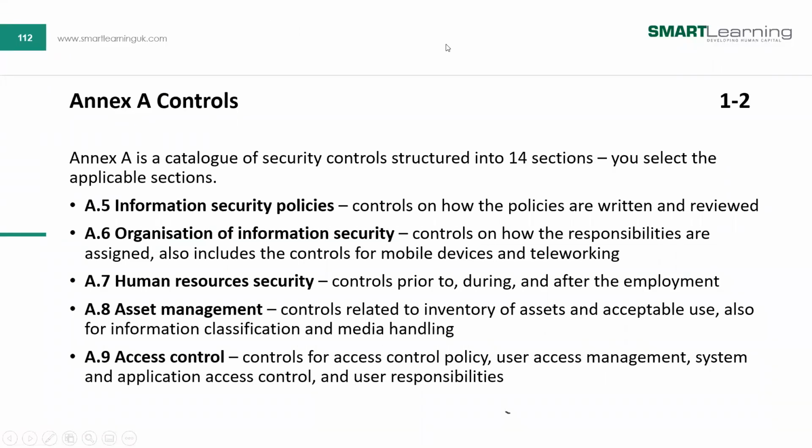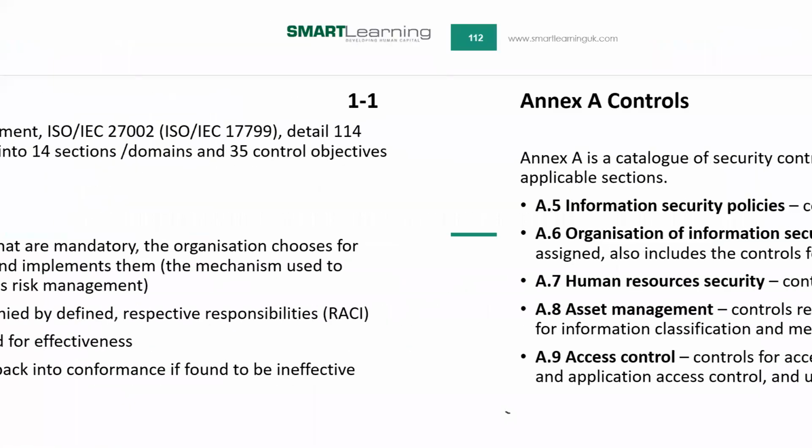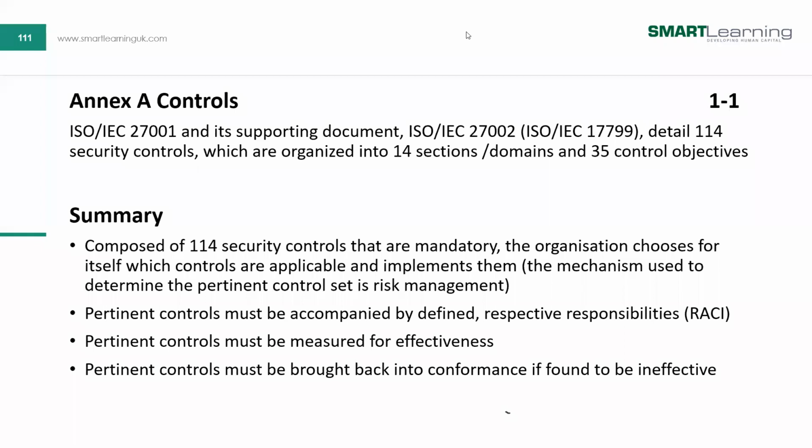Now you see one more point. The controls must have defined and respective RACI. That's responsibility. So you must have people that are responsible for the controls, people that are accountable for them, people that are consulted, and people that are informed. So for every control, you must create a line of responsibility, somebody that would be reported to, somebody that will be the one doing the work, somebody that will be consulted because they are the expert, and then someone that is informed because it affects their area of the business.